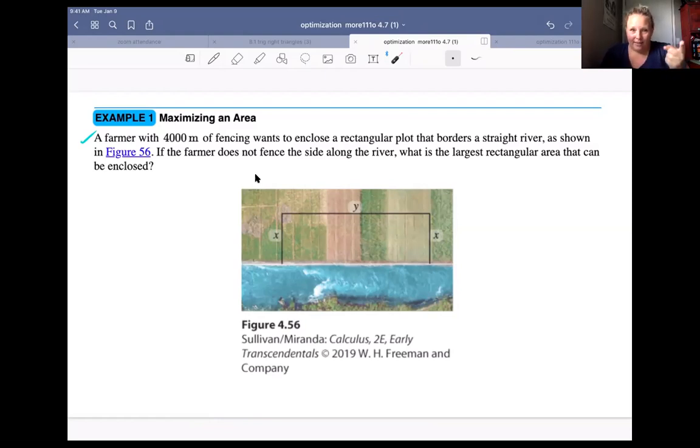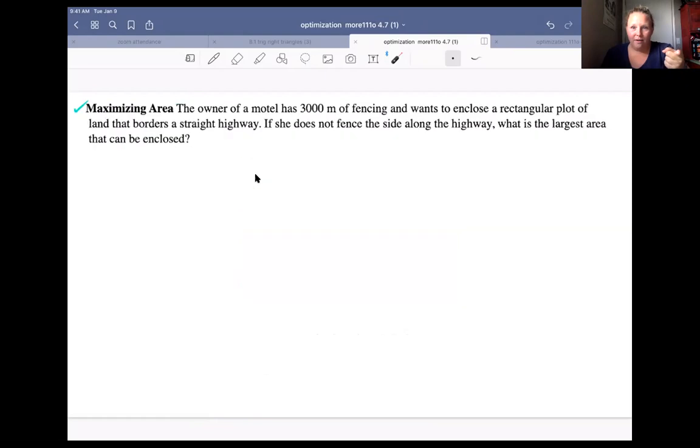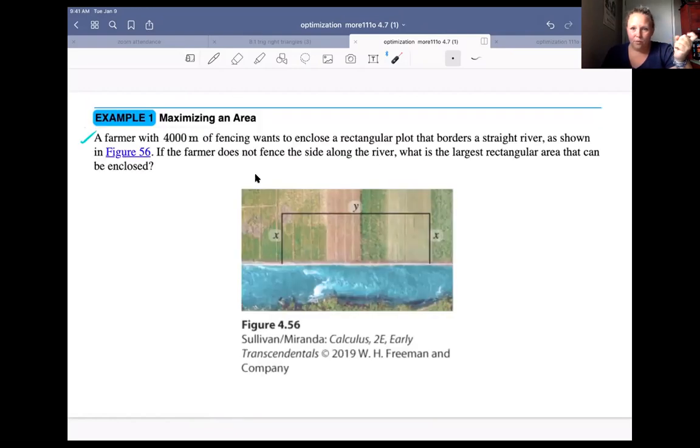But they look like this, and then here's one where you've got a motel owner that's trying to do a plot on a highway. So we'll do this one. Yeah, we'll do this one, and then I think we'll probably run out of time, but we'll do more tomorrow.